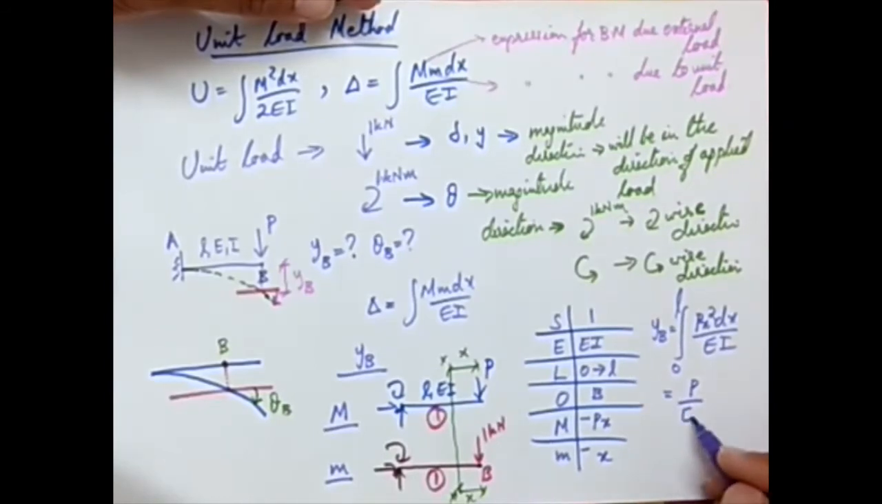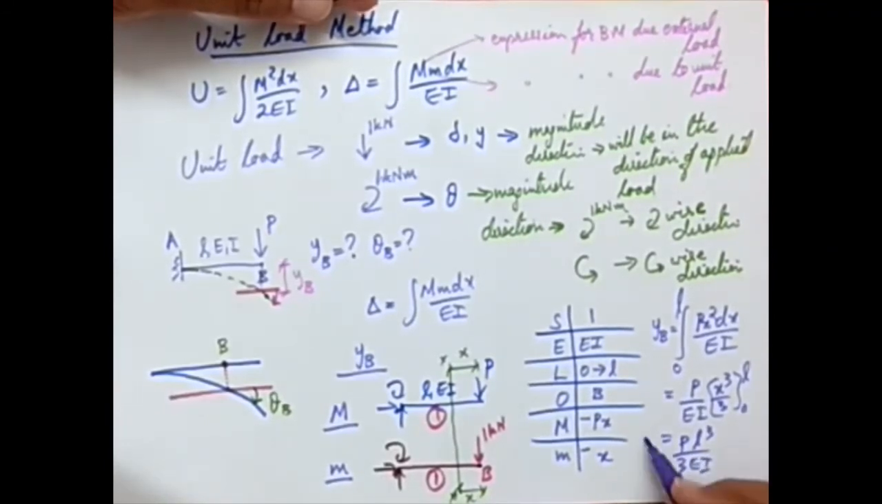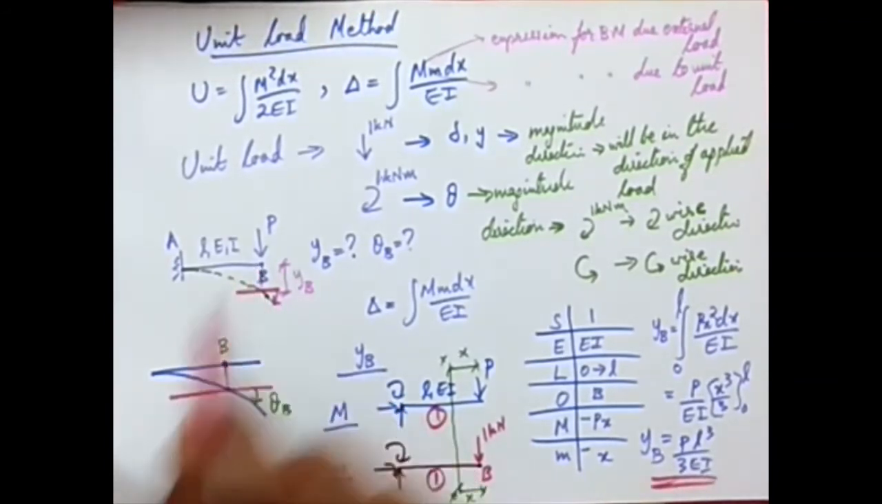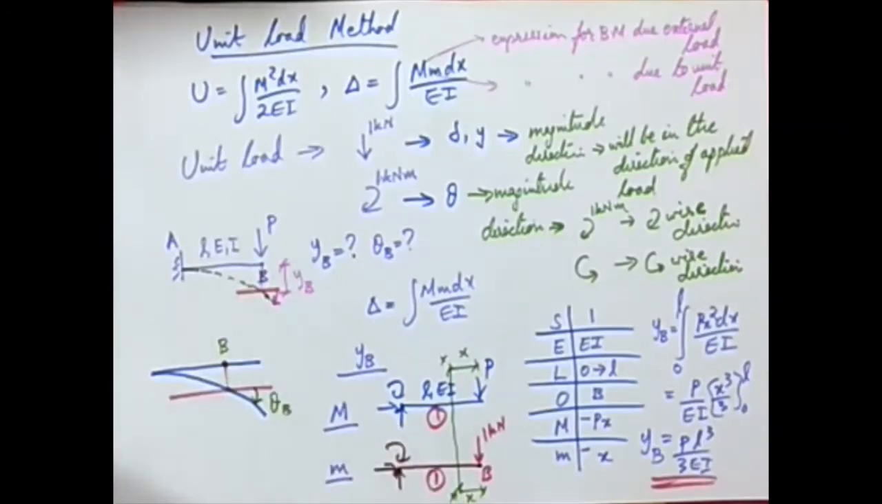So P by EI comes out. Then x squared dx. Integral of x squared dx is x cubed by 3 in the limit 0 to L. So I get PL cubed by 3EI, which is the vertical deflection at the free end for a cantilever acted upon by a point load at the free end.